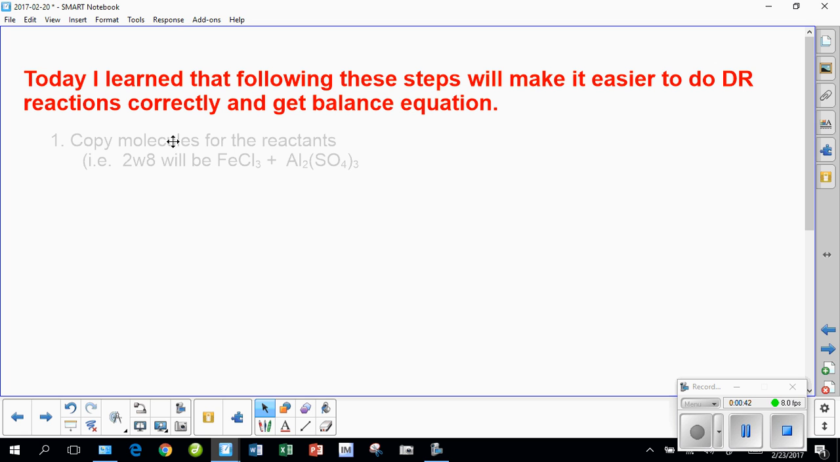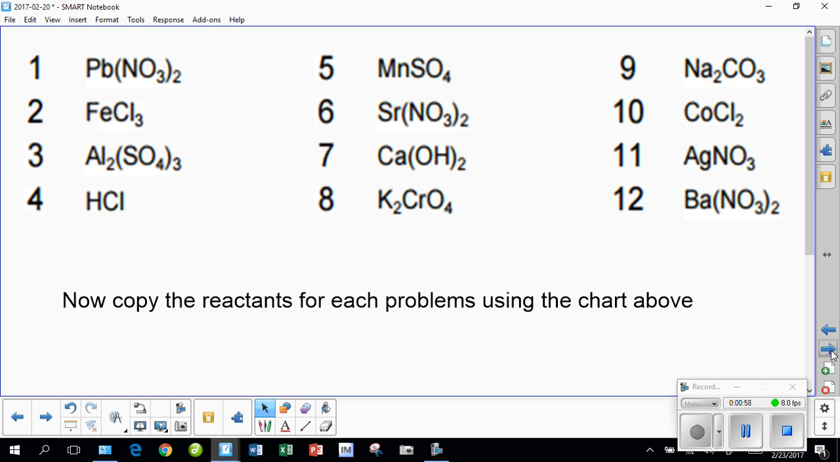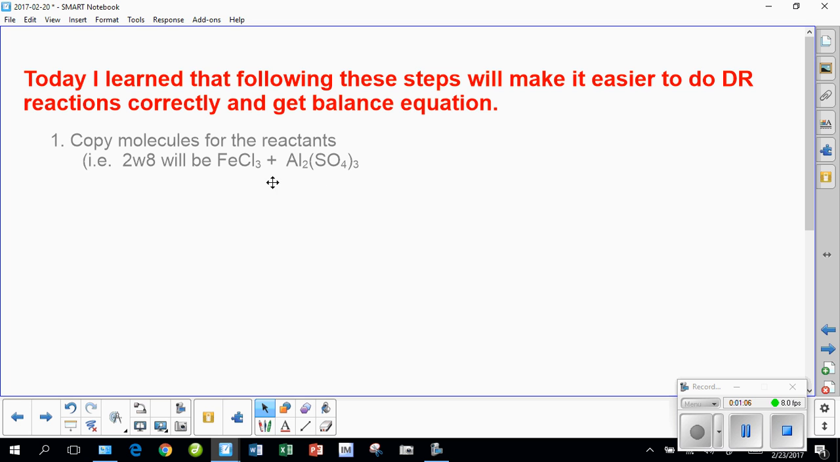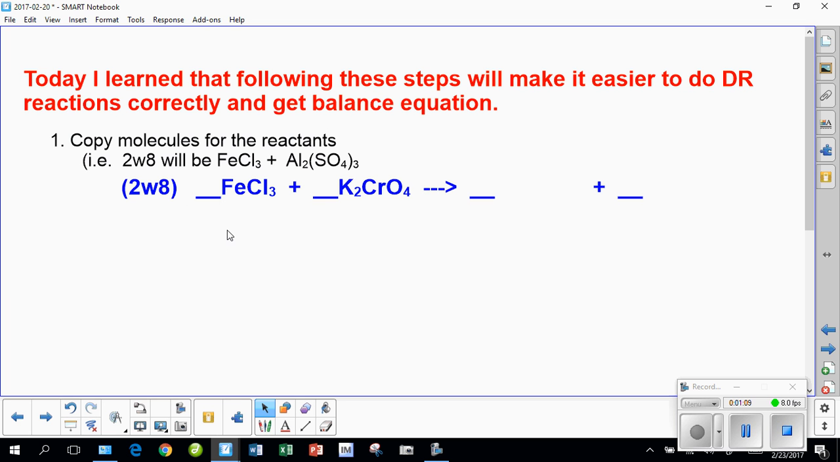So, let's get started. What is the first step in doing this? First, you need to copy the molecules for the reactants. That comes from, for instance, 2 with 8, and that's what we got from this little chart, and we found out what the reactants would be. And so now we come down here and we look at the reactant side. The reactant side is iron 3 chloride, actually, the way that would be named, and this would be potassium chromate.